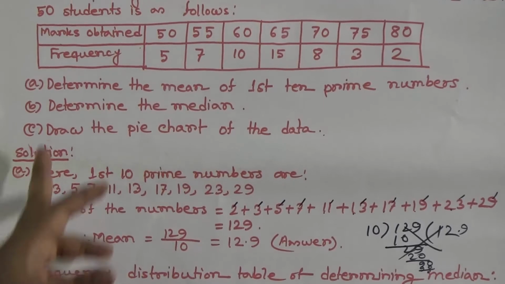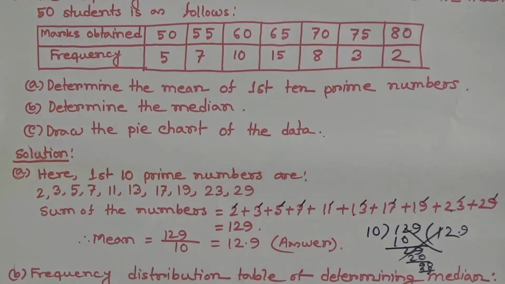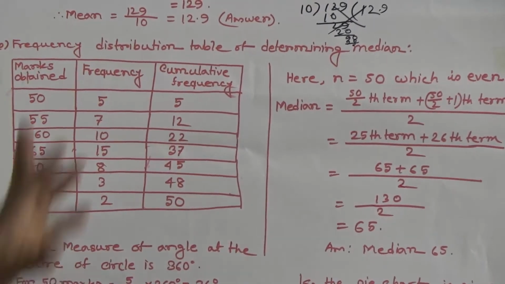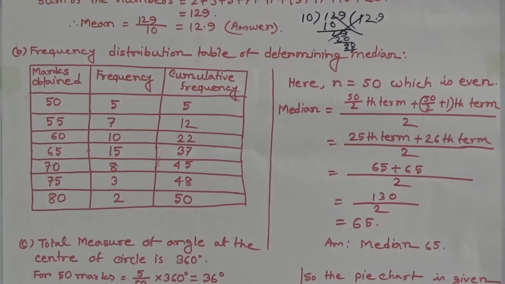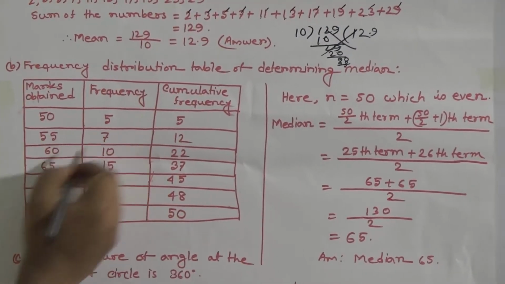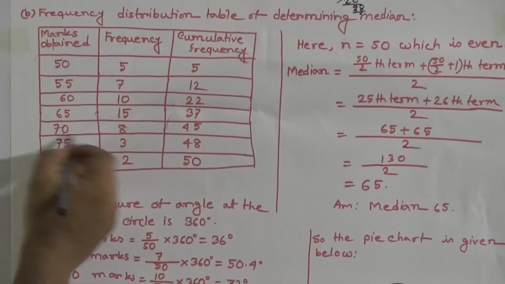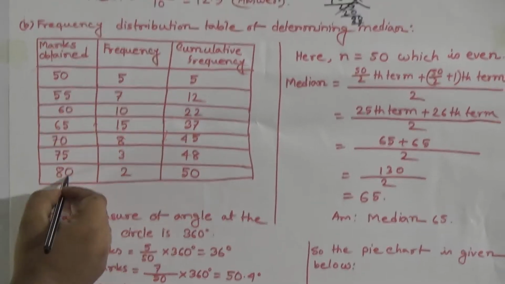Question number B, determine the median. Here is the frequency distribution table for determining the median. That means for determining the median, at first we make a frequency distribution table. Here you notice marks obtained and frequency are given. Marks 50, frequency 5; 55, 7; 60, 10; 65, 15; 70, 8; 75, 3; and 80, 2.